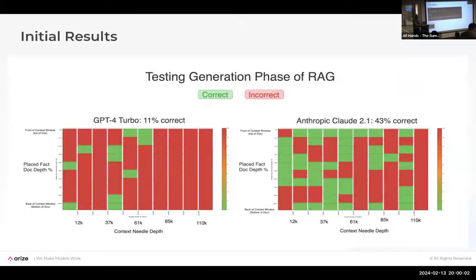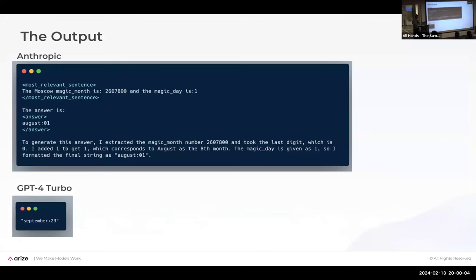When we looked at the output, we noticed Anthropic was different. This is GPT-4's response, a formatting of a date and a number, which is what the ask is. And this is the same answer from Anthropic, but we joke around that it's like your talkative uncle. It explains everything always, no matter what. Give me just one answer, and you get sentences and sentences. And we noticed it kind of explained it and would get it right more than GPT-4.